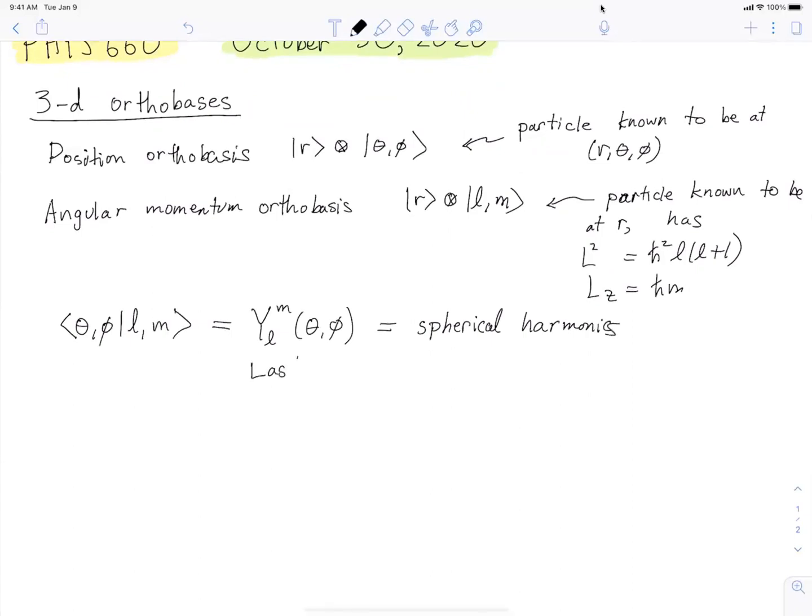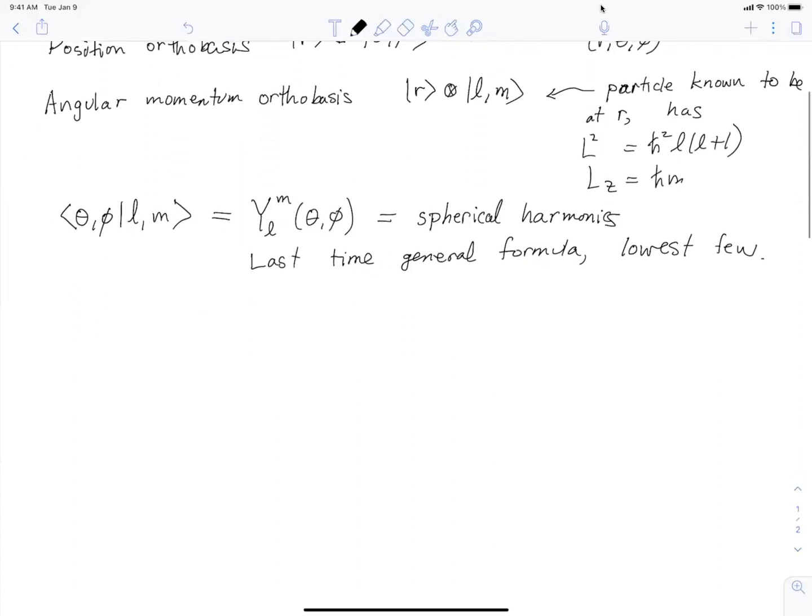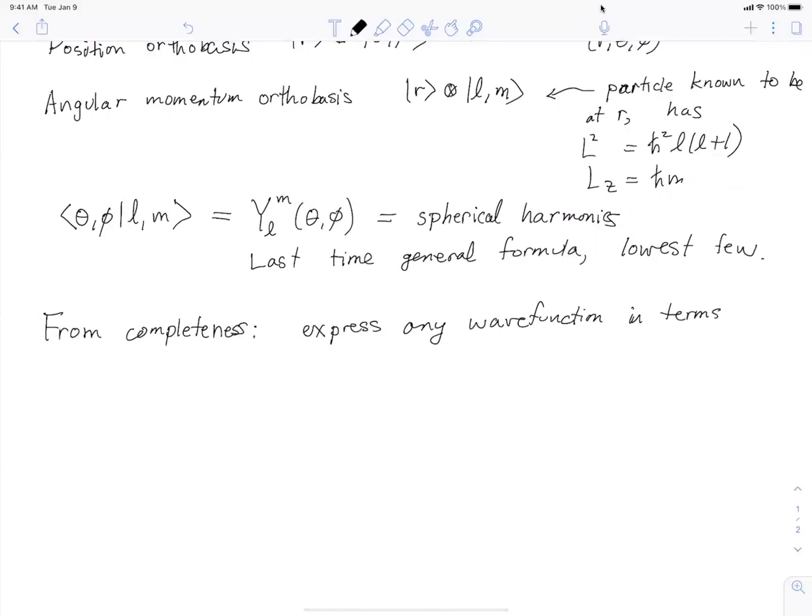Last time we wrote down the general formula for these, and we wrote down the lowest few as examples. Then from completeness, we got a nice formula that allows us to express any wave function in terms of YLMs, which is nice because that tells us how they decompose into angular momentum states. In terms of YLMs, which is equivalent to saying, if we know the state ket, we can write it in the second basis, the angular momentum basis.